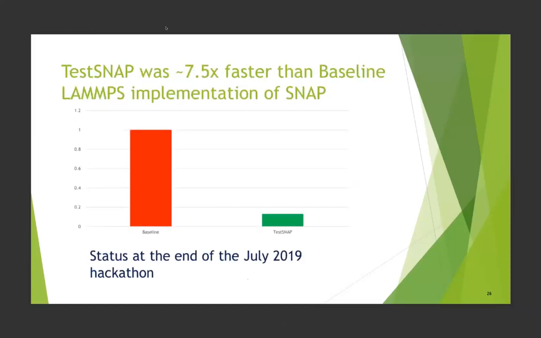So this was our... the EXAALT SNAP application got selected for the next round of the hackathons that happened in July in Oakland, and by that time, TestSNAP was already 7.5 times faster than the original baseline implementation. And so at this hackathon, the idea was to get the baseline LAMMPS to perform similar to the TestSNAP performance. And at this point, I'll give the talking back to Stan, unless somebody has any questions.